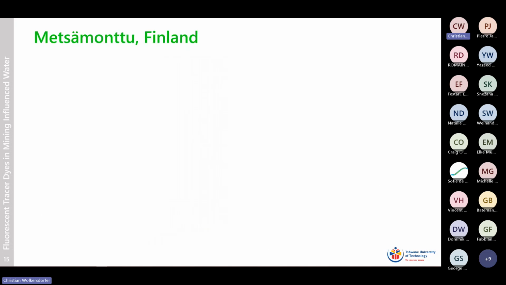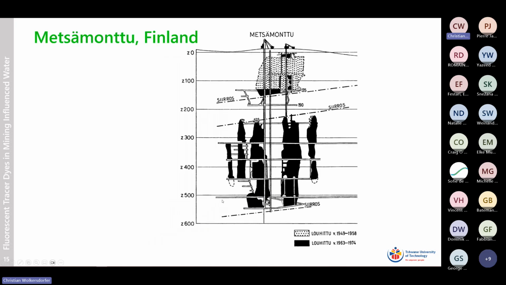Let me give you a couple of numbers for the tracer test. Here's the mine again. Here are the 2 shafts. We injected the uranine at a depth of 190 meters in shaft 2, and the eosine Y at a depth of 100 meters in shaft number 1.